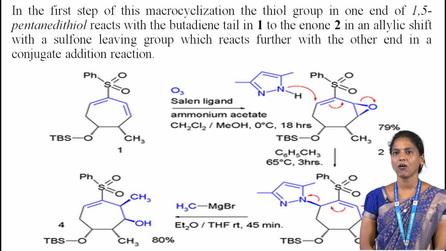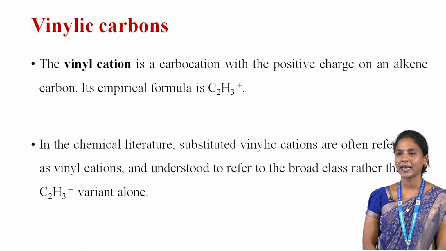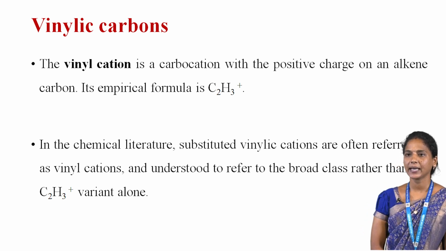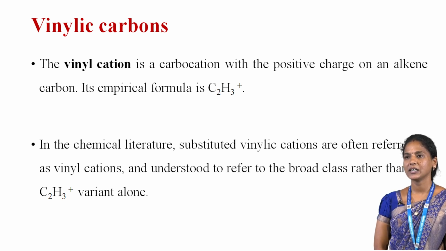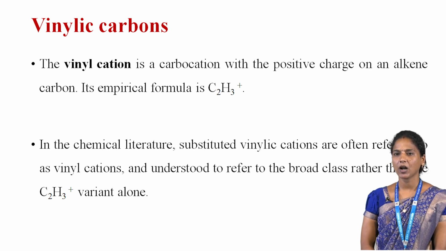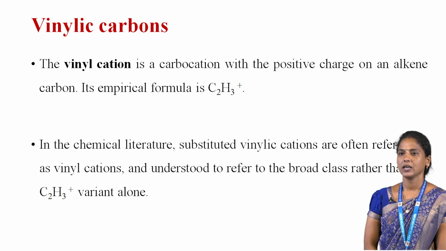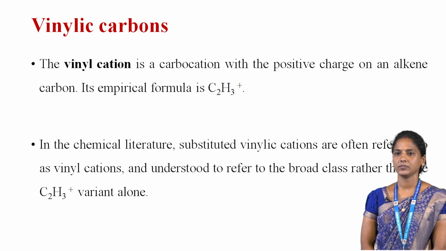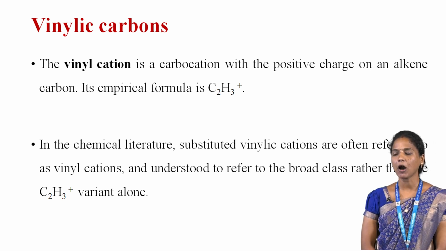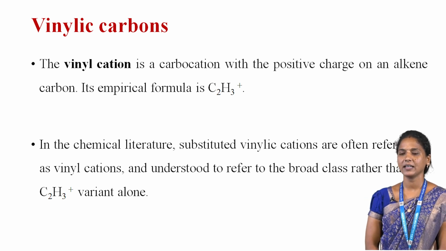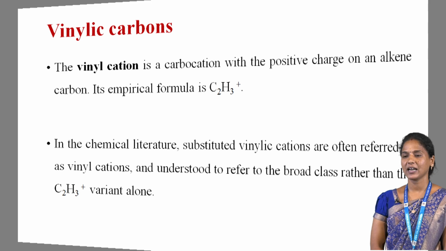Next one, the vinylic carbocation. A vinylic carbocation is a carbocation with the positive charge on an alkene carbon. The empirical formula is C2H3+. More generally, a vinylic carbocation is any disubstituted carbocation where the carbon bearing the positive charge is part of a double bond and is sp hybridized. In the chemical literature, substituted vinylic carbocations are often referred to as vinyl cations and understood to refer to the class rather than the C2H3+ variant alone.